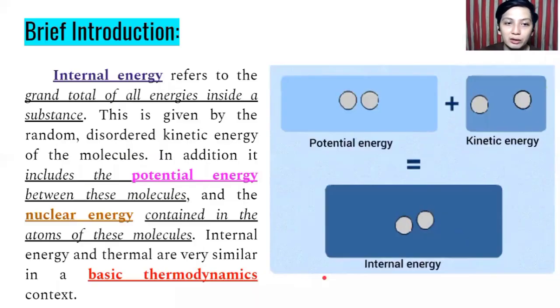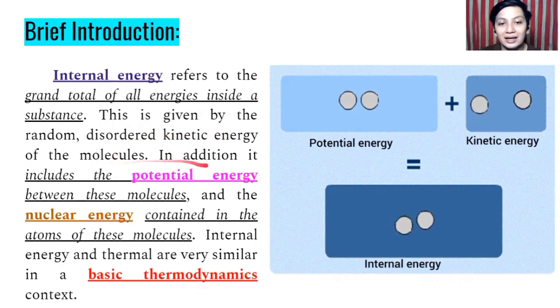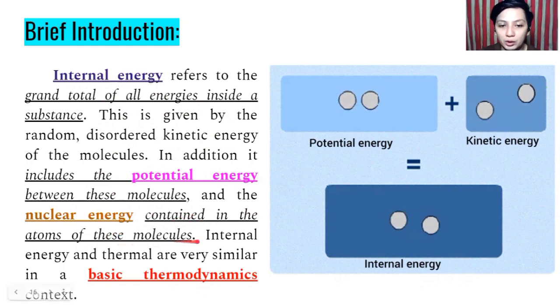Okay, so what is internal temperature in internal energy? In internal energy, it refers to the grand total of all energies inside the substance. This is given by the random, disordered kinetic energy of the molecules. In addition, it includes the potential energy between these molecules and the nuclear energy contained in the atoms of these molecules. Internal energy and thermal are very similar in a basic thermodynamics context.